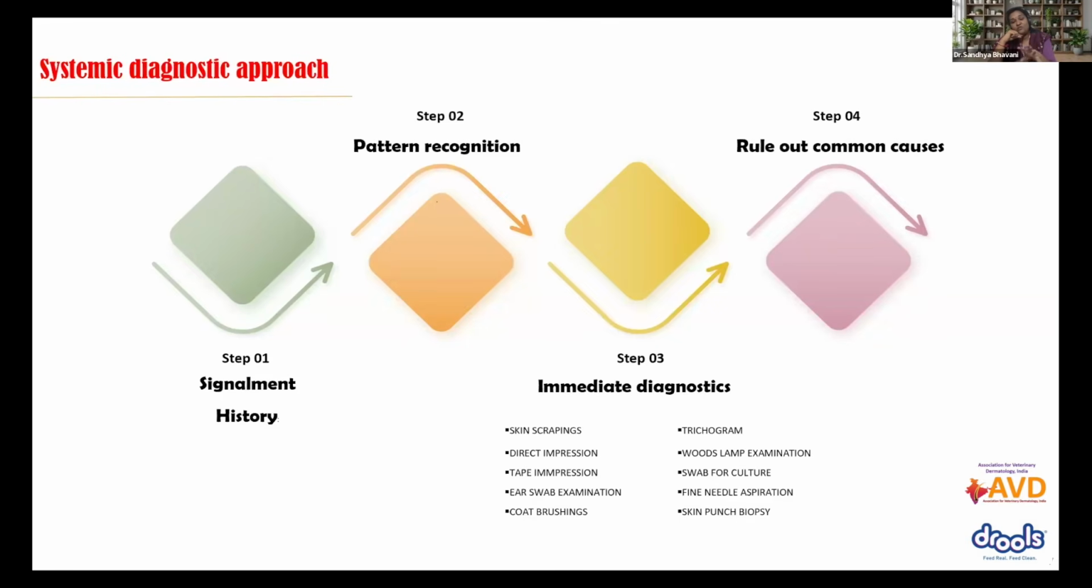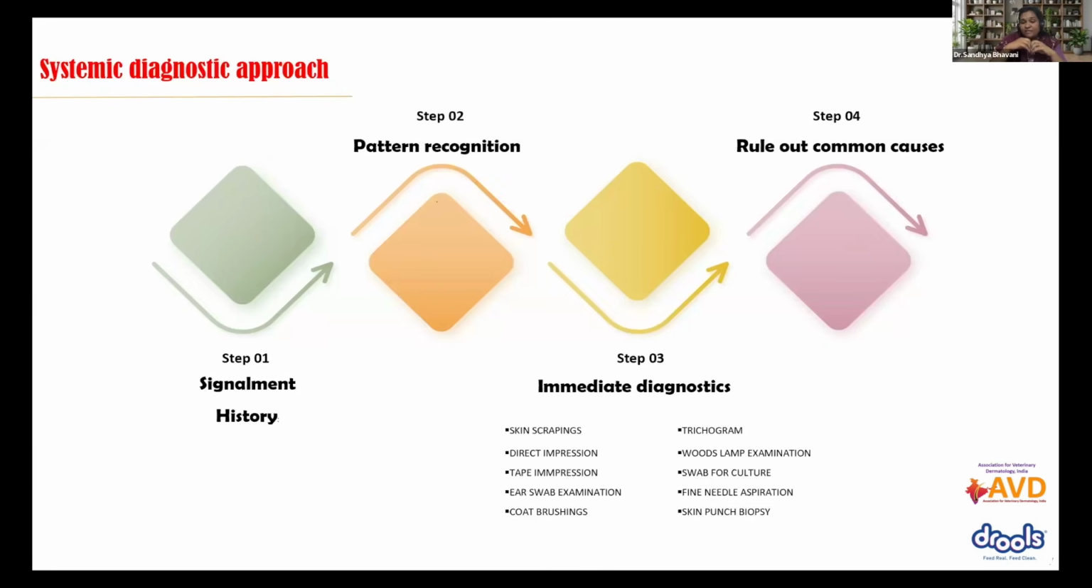Of course, if you are 100% sure of the disease, you can skip one or two, but still you have to do all these tests. Those are the immediate diagnostic tests. So what are the immediate diagnostics? One is skin scraping. There is deep scraping and superficial skin scraping, mainly for mites. Superficial mite or deep mite, all the mites you can see.